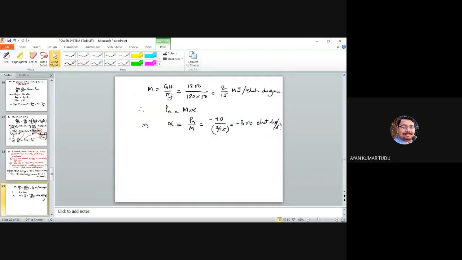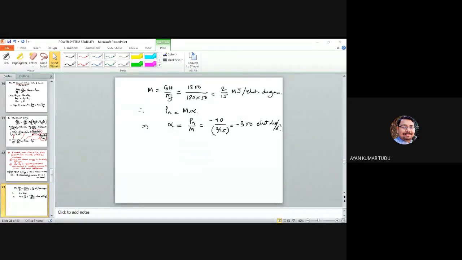Very simple problem. I do not have time for the other problem, so let us finish here itself. In the next class, we'll talk about the other problem and complete this power system stability topic. Thank you, everybody. Yes, sir, thank you. I'm stopping the presentation. I'm stopping the recording also.